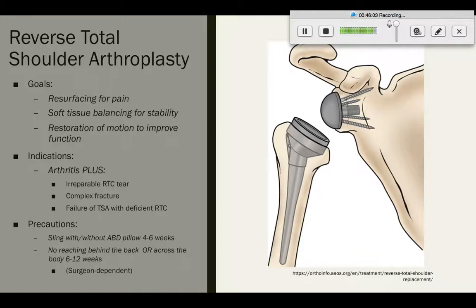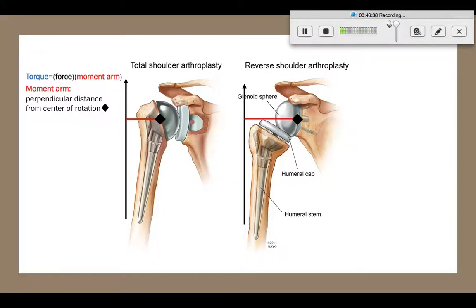Reverse total shoulder arthroplasty. So the biomechanics are significantly changed now because of this. Because the biomechanics are changed, which we'll talk about in a little bit, there is more of a potential for dislocation or instability following a reverse compared to a standard TSA. So the precautions for this particular procedure are going to be unique and different compared to the TSA. So I'm going to jump forward to a slide and then we'll come back to this.